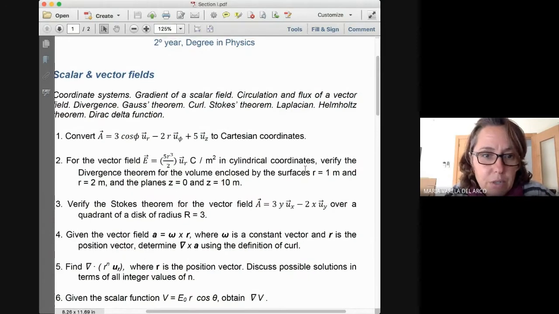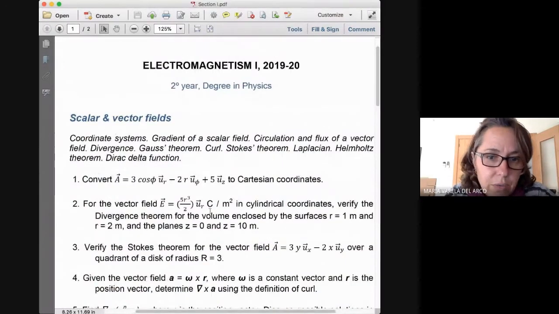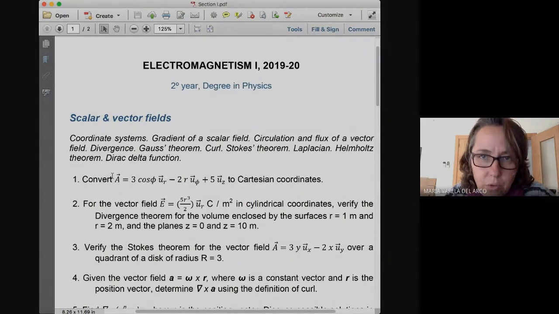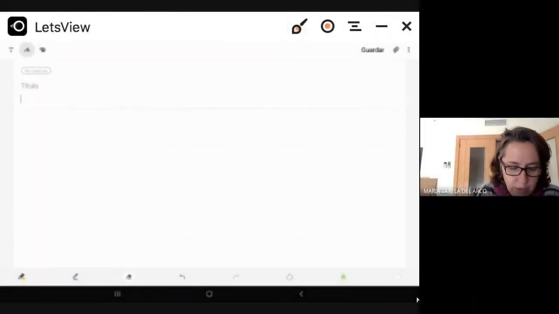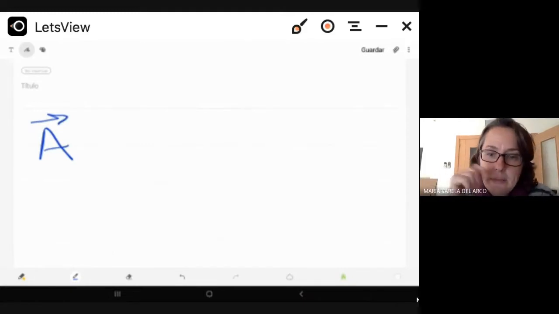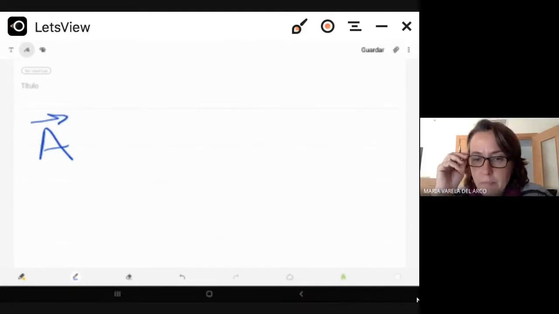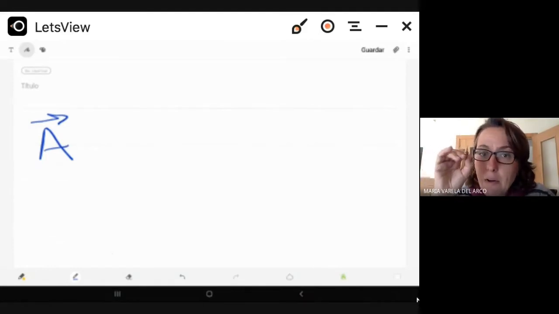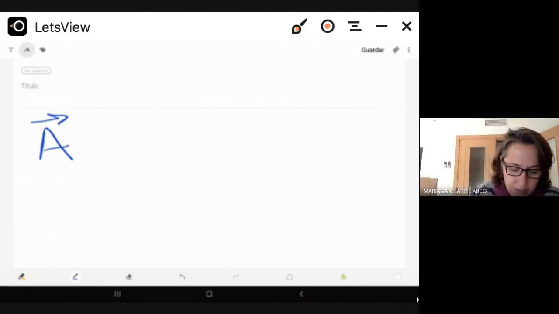But anyway, back to what I was going to say, let's just think for a moment about exercise number one: convert this field into Cartesian coordinates. Okay, first of all, what do we have here? We have a vector field A, and this vector field that we had in the enunciate of the problem, or any other vector field for that matter, can always be written in different coordinate systems. For example, in Cartesian coordinates.